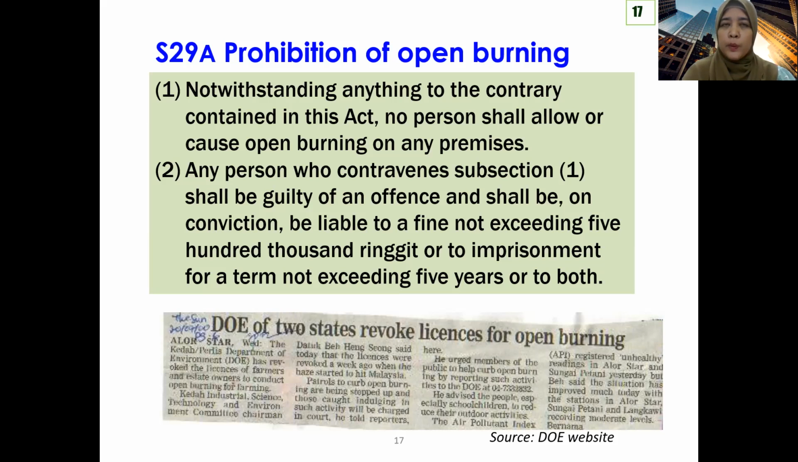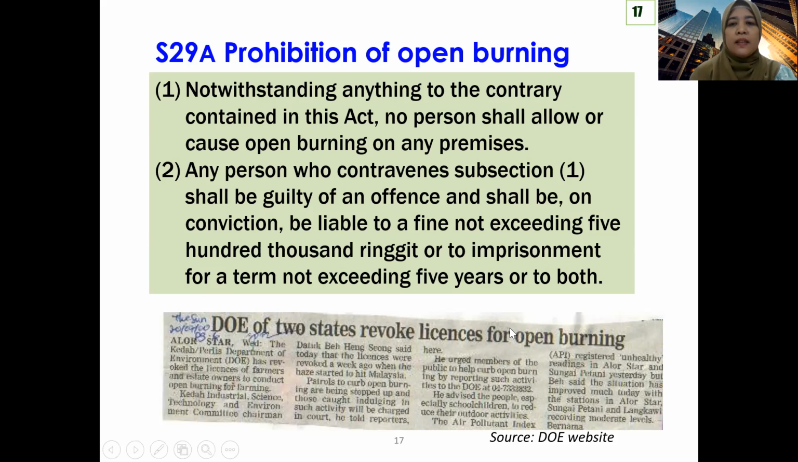At one time when they did open burning in one area, the underground fire can spread to other places, and it will be quite hard for the fire services department to control the underground fire, what they call pit fire, tanah gambut kan. So that's why they prohibit open burning. So not just a fine, liable to a fine not exceeding 500,000 ringgit, but also to imprisonment. Ada kemungkinan boleh penjara, imprisonment for a term not exceeding 5 years. 5 tahun is quite lama kan, and also or dikata to both fine and imprisonment, kedua-duanya sekali.